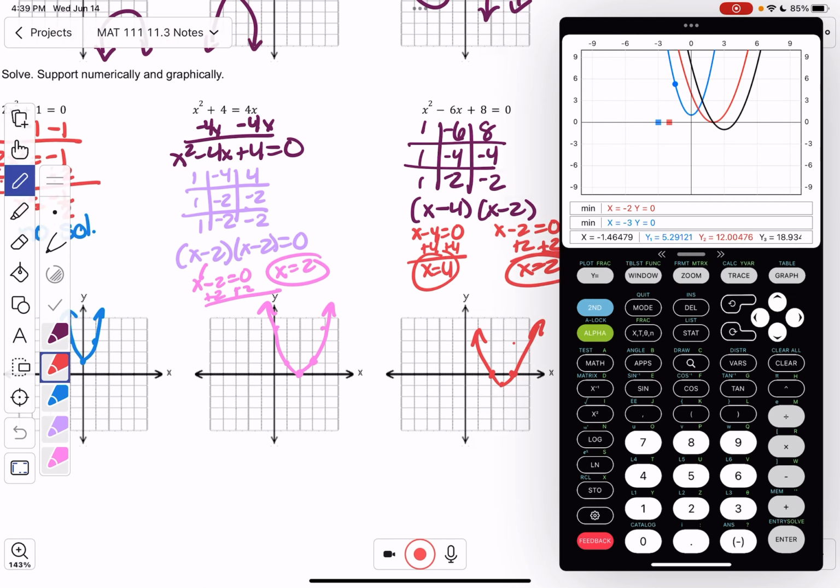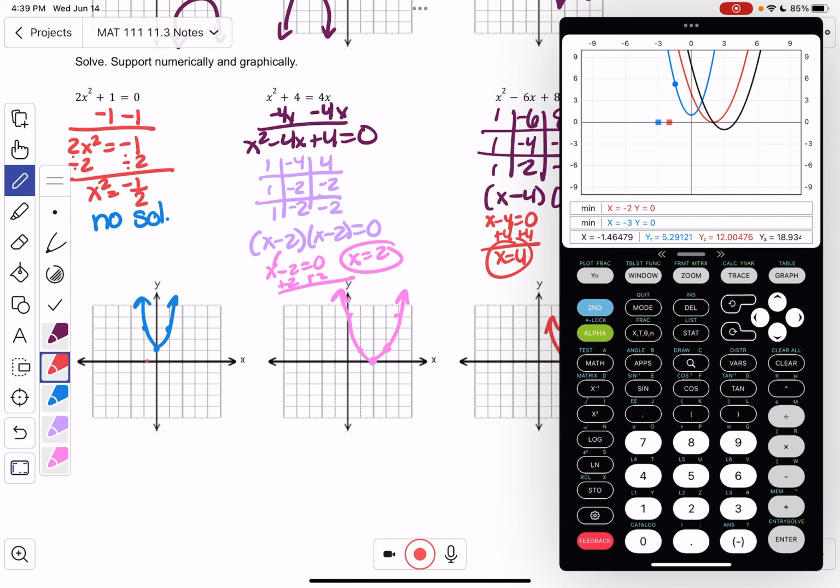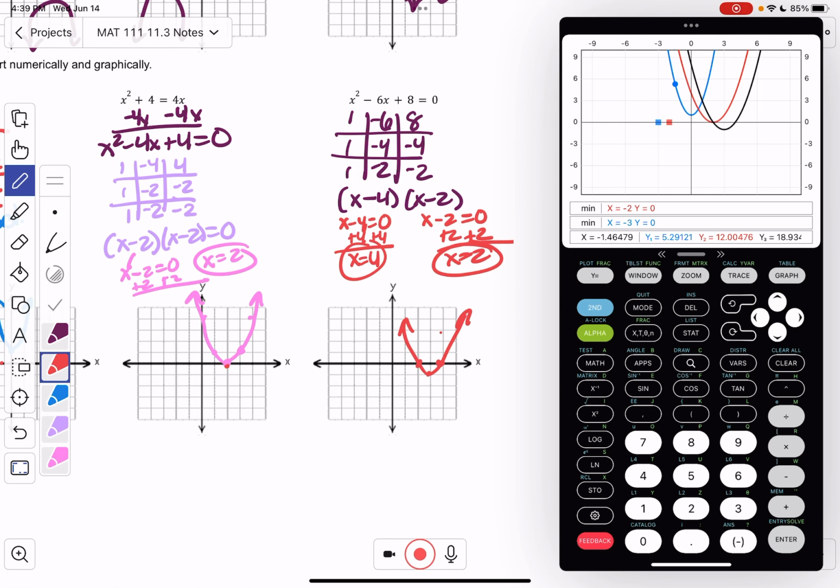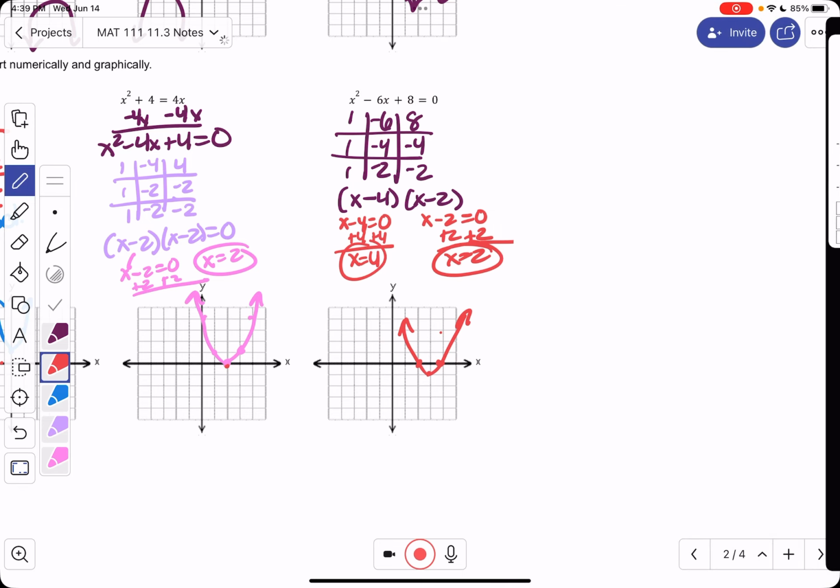If we graph those 3, the blue doesn't touch, the red's right on, and the black's below. So you can graph them by hand if you want. You can graph that on a calculator and take a picture, whatever works for you.